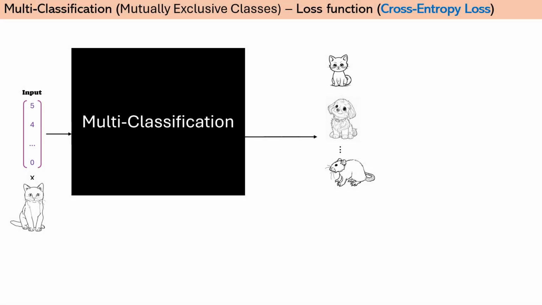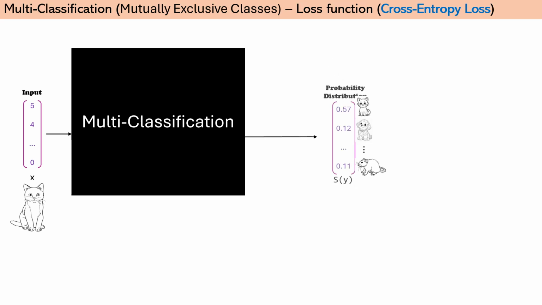In a multi-class classification problem, the goal is to figure out which class an input belongs to. To do this, we assign a probability to each class, showing how likely the input is to belong to that class. For example, if the input is a cat image, the model might classify it as a cat with 57% probability, a dog with 12%, a rat with 11%, and so on.